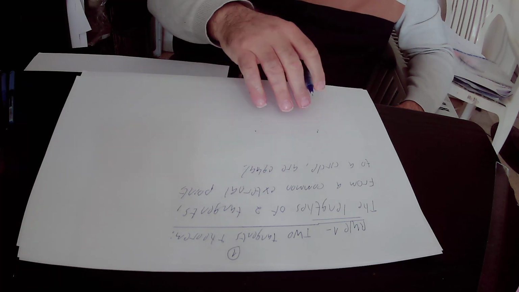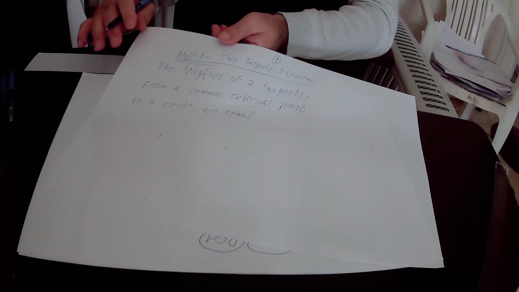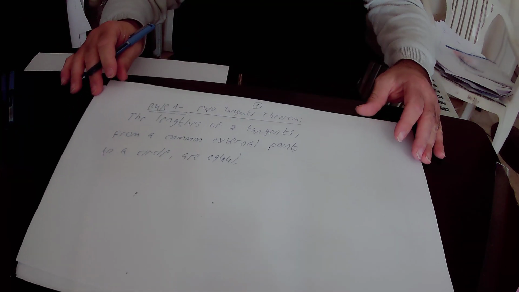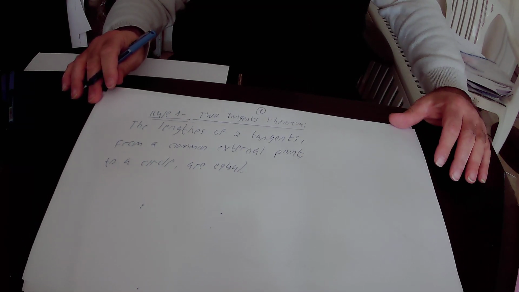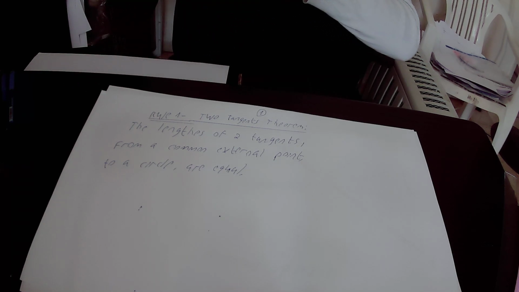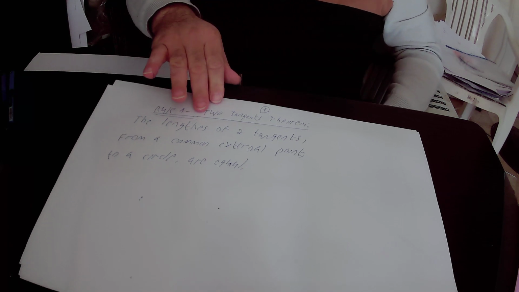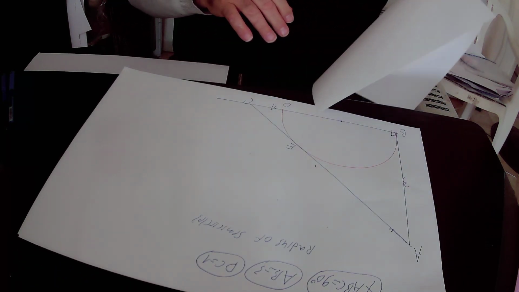So I will read rule number 1, or two tangents theorem, again. According to rule number 1, or two tangents theorem, the lengths of two tangents from a common external point to a circle are equal. So what is the meaning of rule number 1, or two tangents theorem?